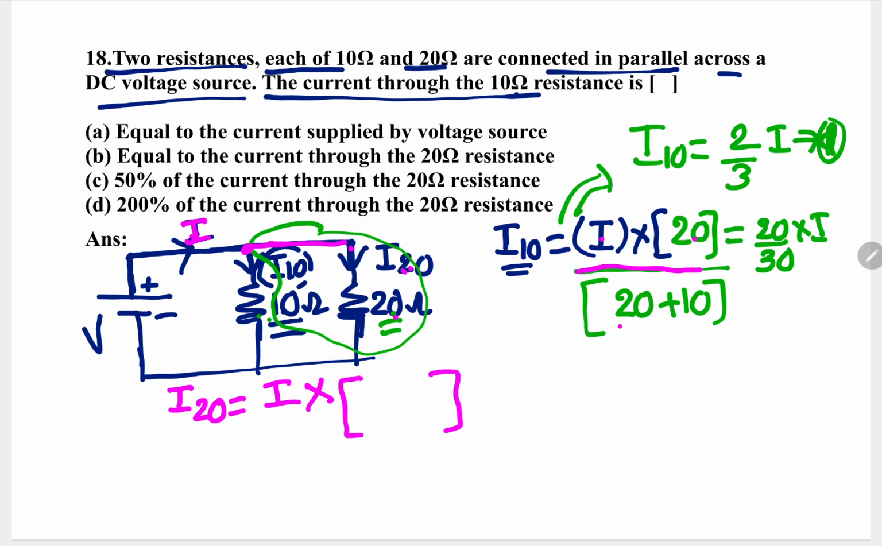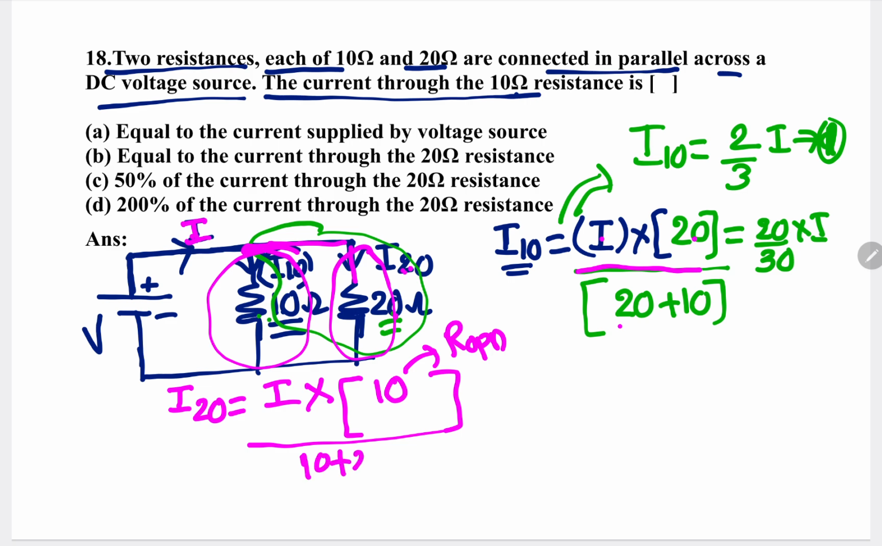Opposite resistance means we are calculating the current through the 20 ohm. To the 20 ohm, what is the parallel resistance? 10 ohm. So the opposite resistance is 10 ohm, divided by sum of resistances 10 plus 20 again. So 10 by 30, so 1 by 3rd into I. Let us say this is equation number 2.